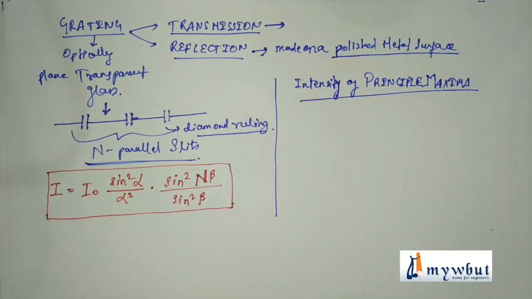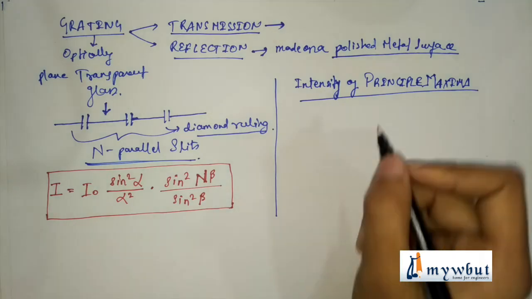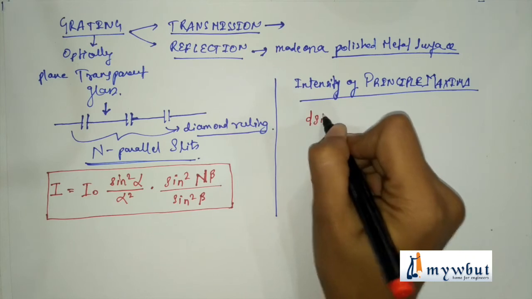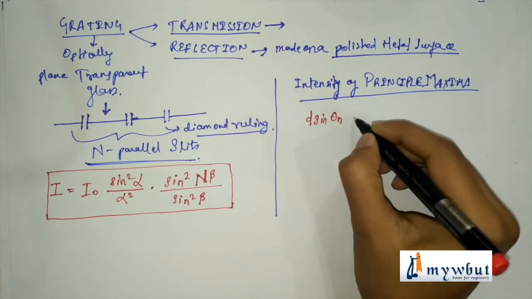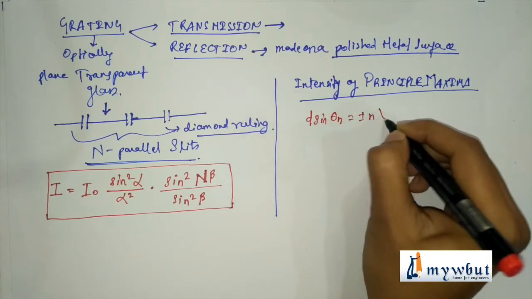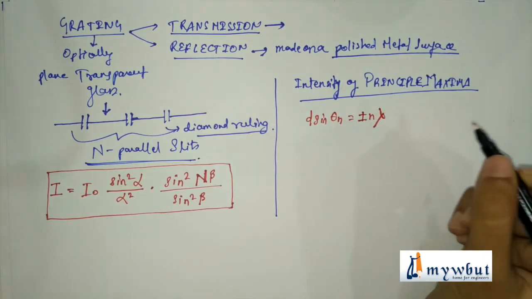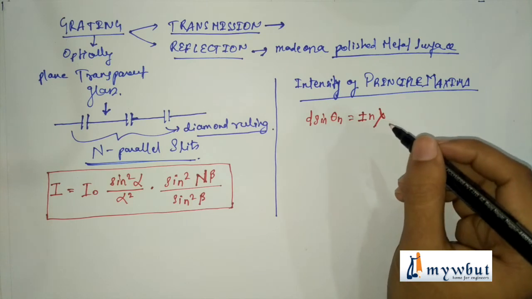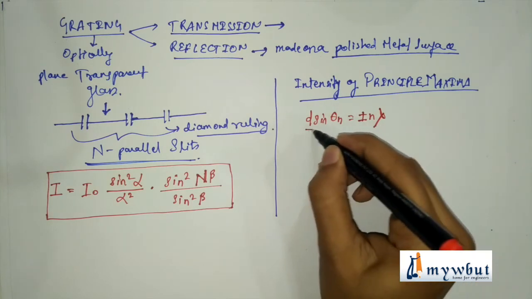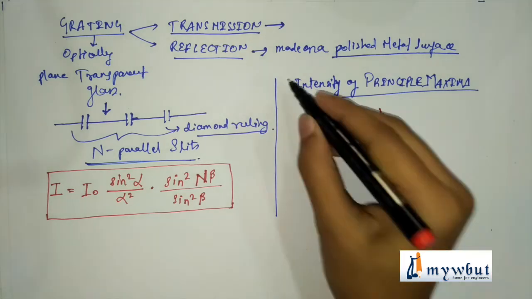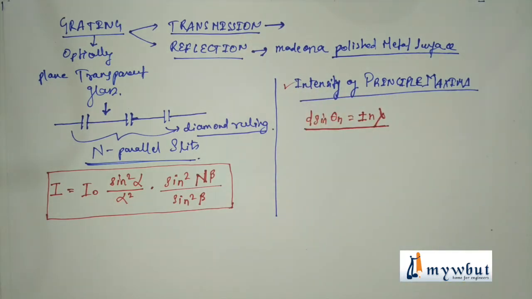What will be the formula for principal maxima intensity? The condition can be satisfied as d sin θ = ±nλ. I am not doing the derivations because they are not included in the syllabus. You only have to memorize the formula. So if this condition we can get in the problem, then it will be the condition for intensity of principal maxima.